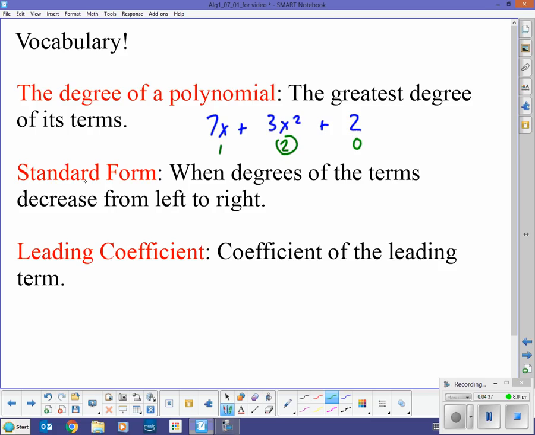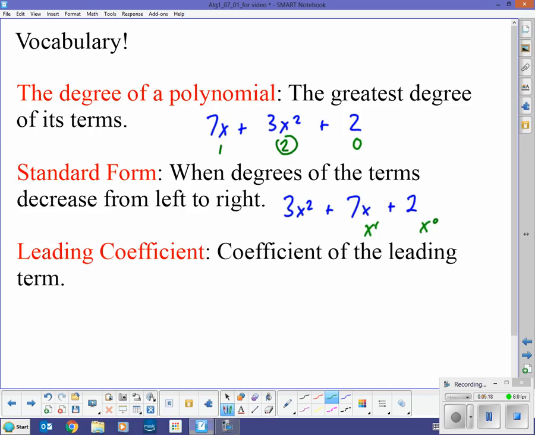Okay? Standard form, when degrees of the terms decrease from left to right. So looking at the first example, 7x plus 3x squared plus 2, if I was to write this in standard form, the greatest degree would go first. So 3x squared plus 7x plus 2. Another way you can think of this is x squared, x to the first. And this is actually 2 times what? X to the 0. That's why we call that a 0 degree. Constants have a degree of 0.